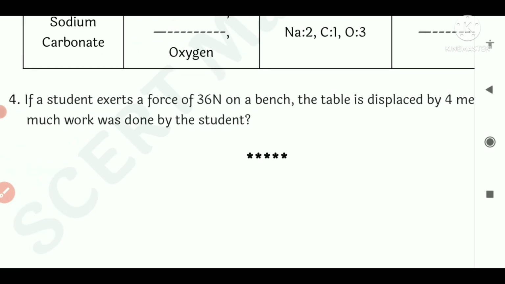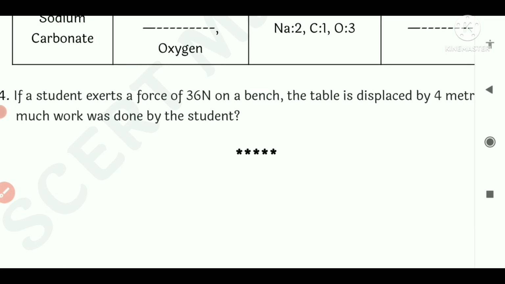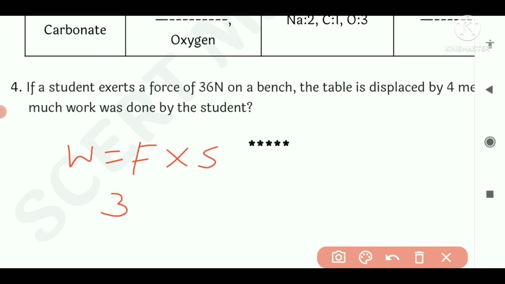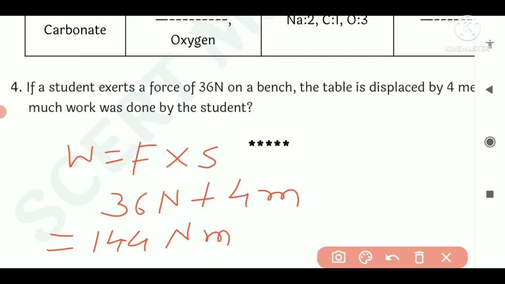Fourth, if a student exerts force 36 N on a bench, the table is displaced by 4 meters. How much work was done by the student? Work equals F times S. F is 36 N and displacement is 4 meters, equal to 144 newton meter, that is 144 joule. Thank you.